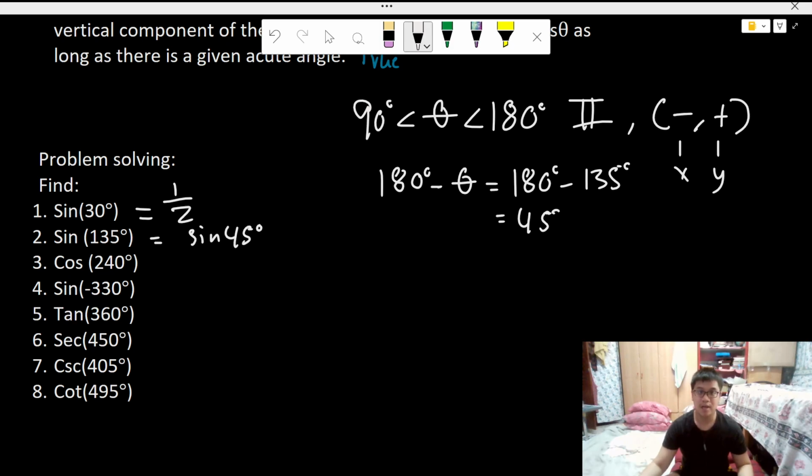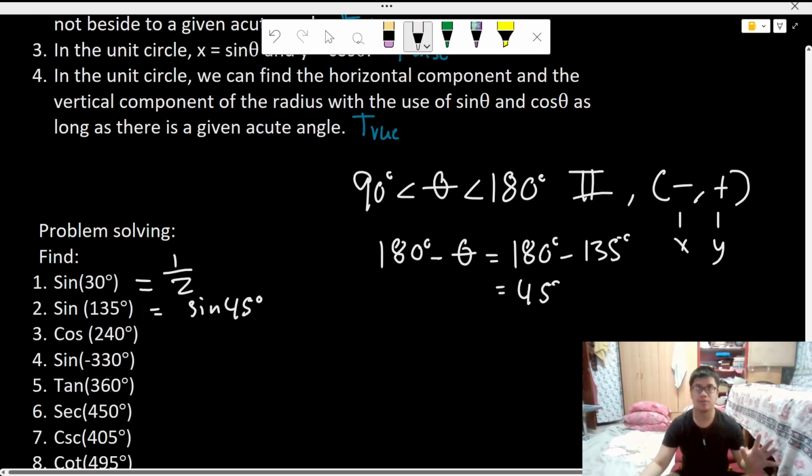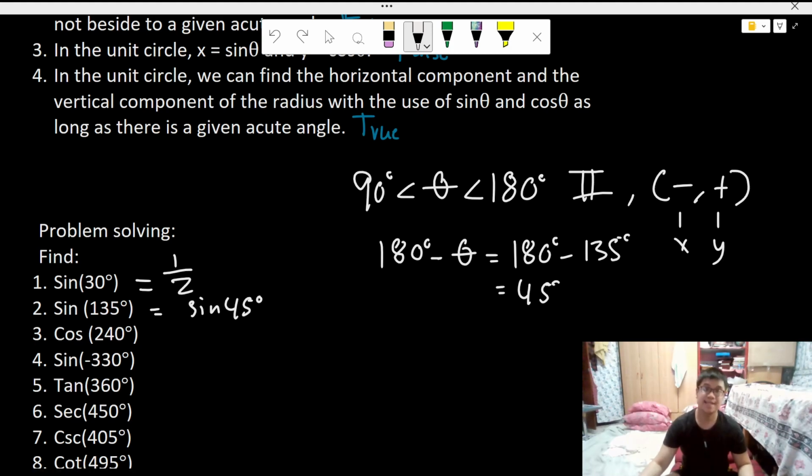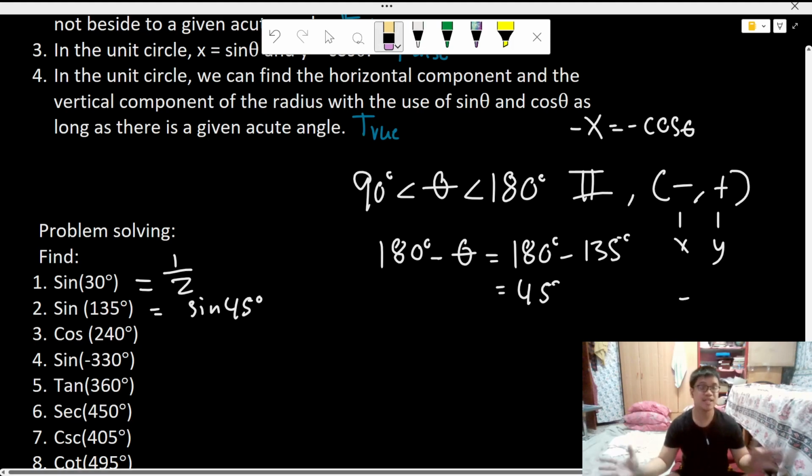As you can see here, the ordered pair has x negative and y positive. If your x is negative, that means you have negative cosine. But since your y is positive, you will have positive sine theta. Therefore, sine 135 degrees is equivalent to sine 45 degrees. So that's it. Now, what is sine 45 degrees? Let's go here.